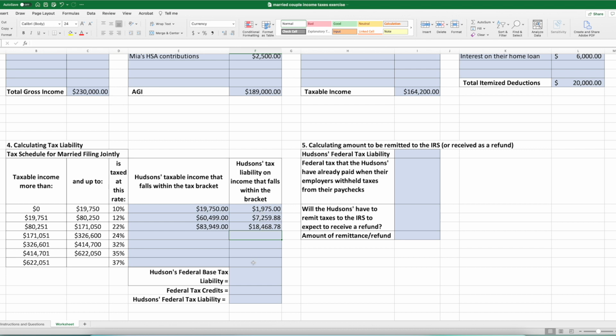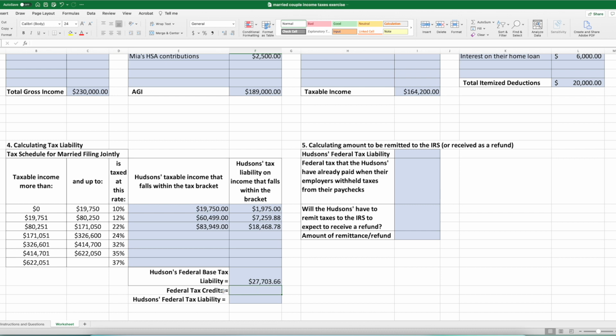And if we add these up, then we get their base tax liability. So I use the auto sum function and make sure the sum function includes all the cells that I wanted to add up. So their federal tax liability is $27,703. Okay, now we need to apply federal tax credits.